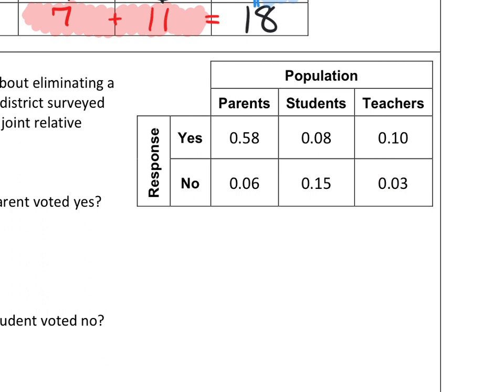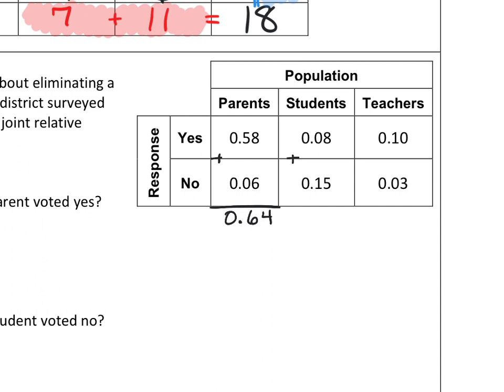Let's find out all of our totals, because we know that's going to be helpful for answering questions. So what is the total percentage that is parents in this table? To find that out, all we would do is add these two numbers together. So what is 0.58 plus 0.06? Ooh, Friday morning, we're moving a little slow. It's 0.64.